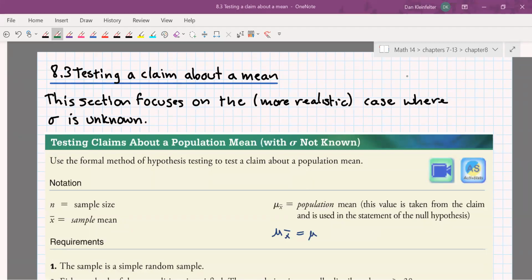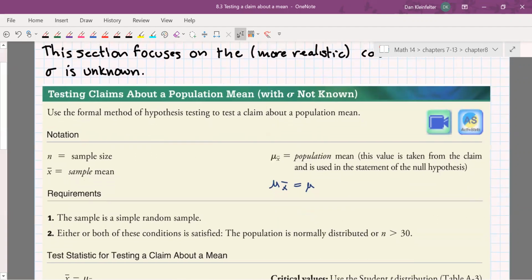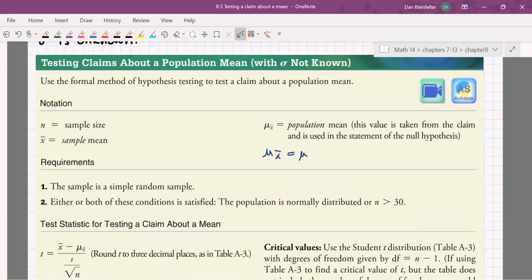Welcome back, everybody. In this section, we're going to be working on still hypothesis testing, but this time we'll be doing claims about a mean. And in this section, we're going to focus on the more realistic or usual case where the sigma is unknown, because usually you don't know the population standard deviation in practice. So that will be our focus.